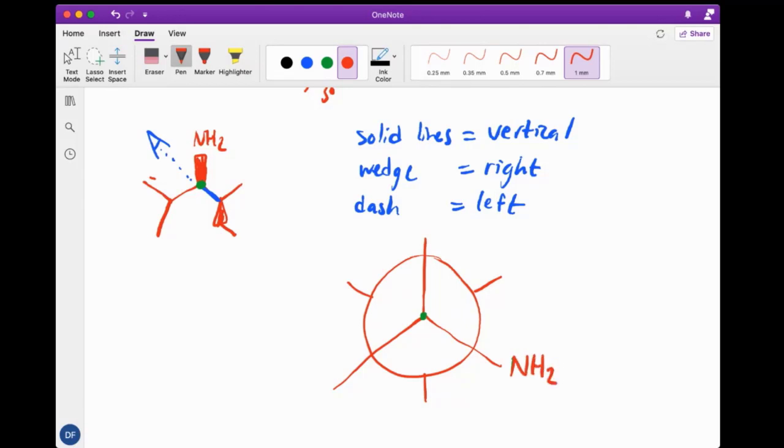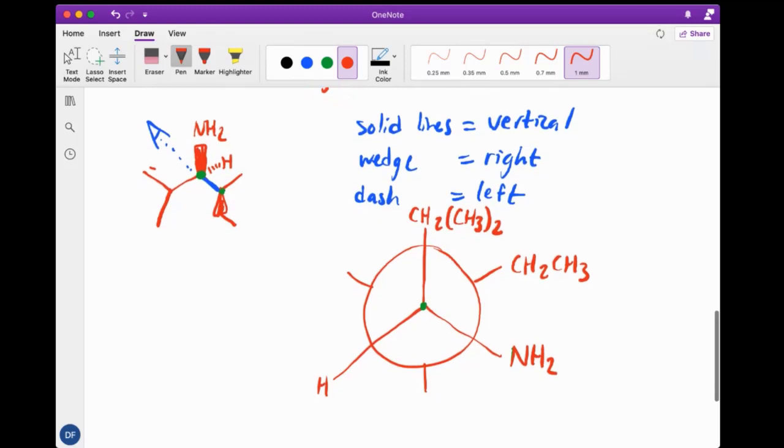Our dash we don't see, but it's the hydrogen right here. And then the solid line in the vertical would be a CH2CH3 here. In the second portion right here, the back carbon is always the circle one over here. So our wedge is the F. Then this is CH2CH3. Our solid line is this methyl group, CH3. And then lastly, our wedge, which is the H, is the H right here.